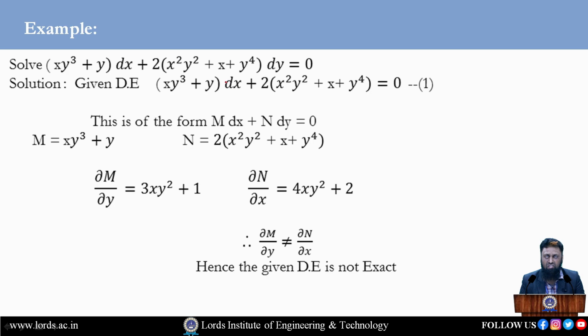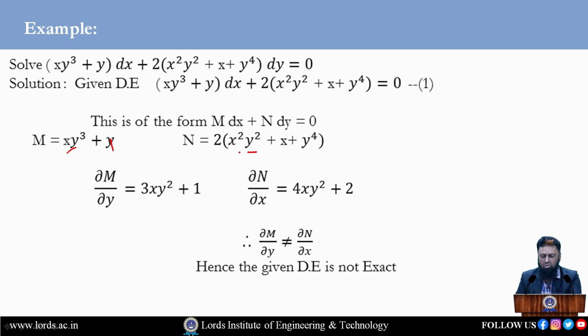This is the given differential equation, and it is in the form of m dx plus n dy. Here the m value is xy cube plus y, and the n value is 2 into x square y square plus x plus y power 4. Now take dou m by dou y, partial differentiation with respect to y. You get 3xy square plus 1. Now take dou n by dou x with respect to x: 4xy square plus 1, multiplied by 2 gives 2, and the y power 4 term gives 0. So dou m by dou y does not equal dou n by dou x. The given differential equation is not exact.